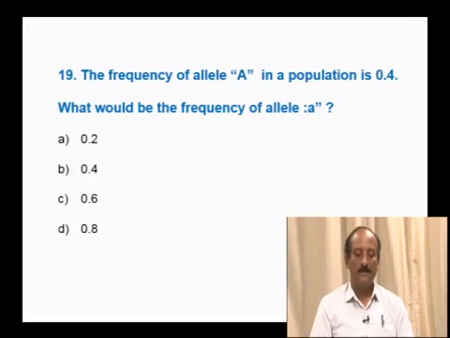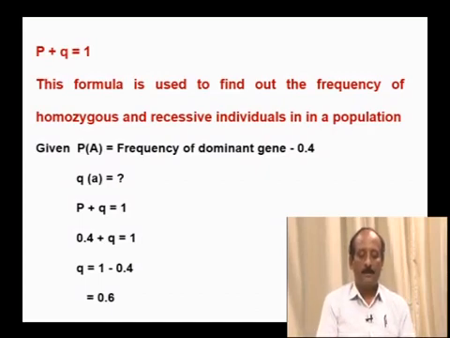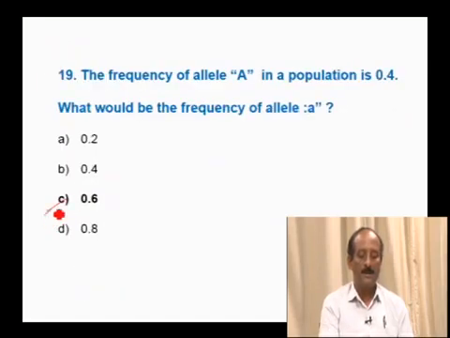See, to find out the frequency of allele small a, that is the recessive gene, we use the formula p plus q equals 1. Here in the question they have given that the frequency of the dominant gene is 0.4. Then we have to find out the frequency of the recessive gene small a. Here p plus q equals 1. We know that p is 0.4, plus q equals 1, that is q equals 1 minus 0.4, that gives 0.6. Yes, the frequency of the recessive gene is 0.6, option C is the correct answer.